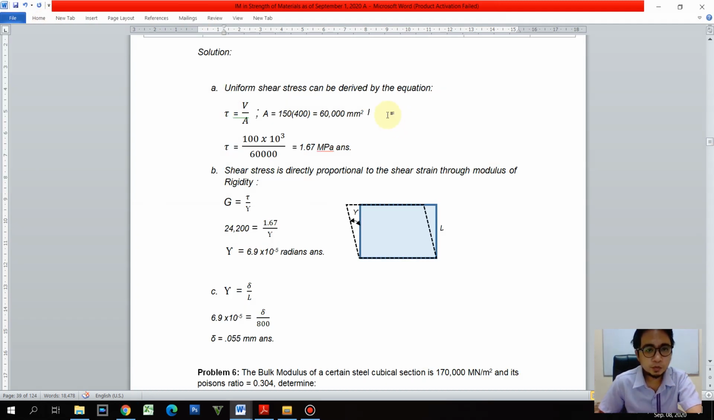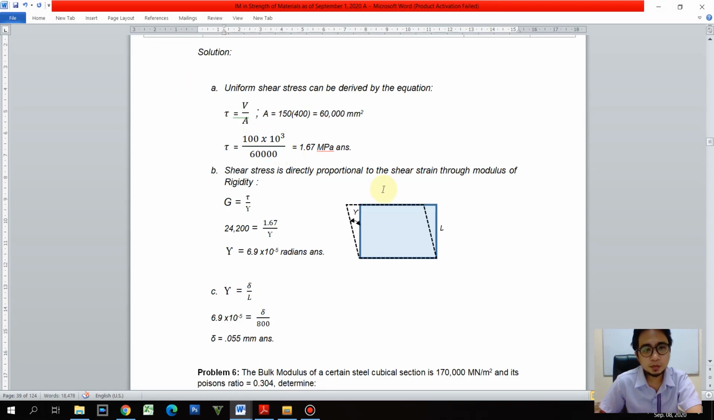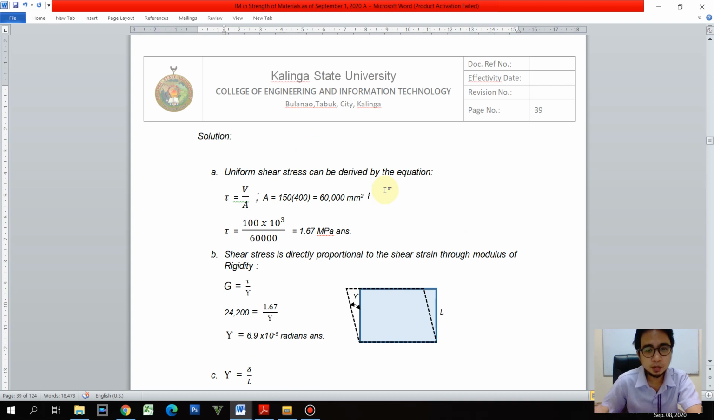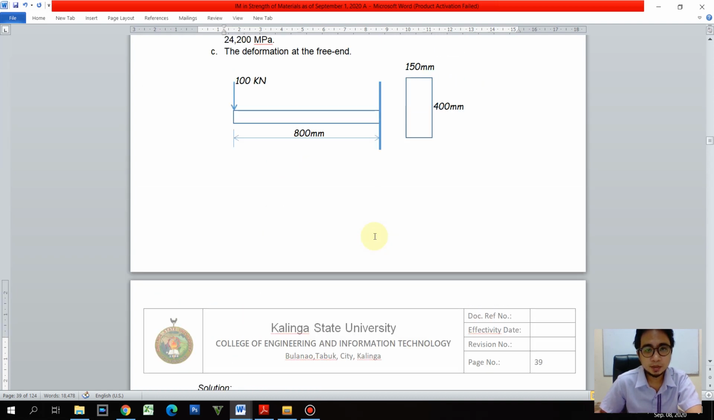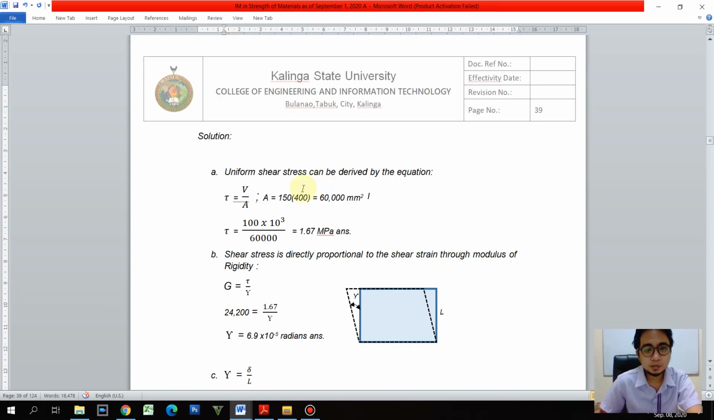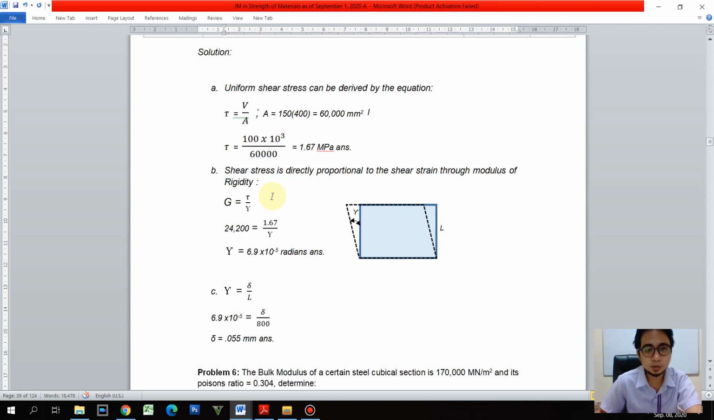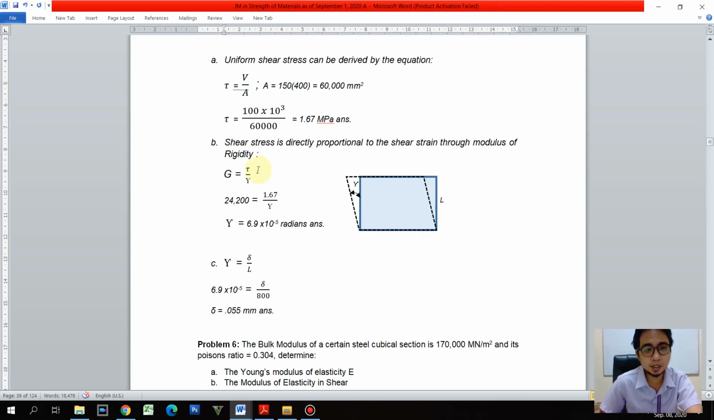So as for the uniform shear, we'll just have to apply this formula, V over A. So your shear force is 100, because as we have said, 100 is constant all throughout the beam. So the area is 150 by 400. So we have a shear stress of 1.67 megapascal. So knowing our shear stress, just substitute that in the formula of modulus of rigidity.